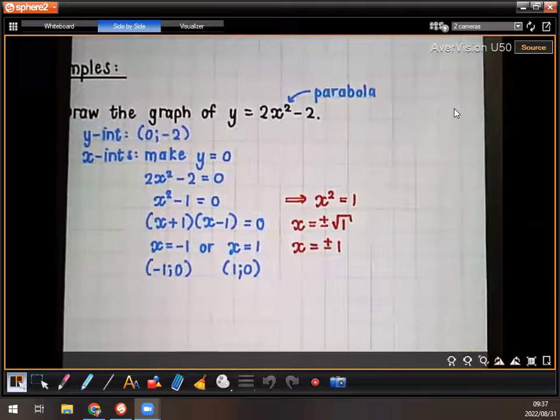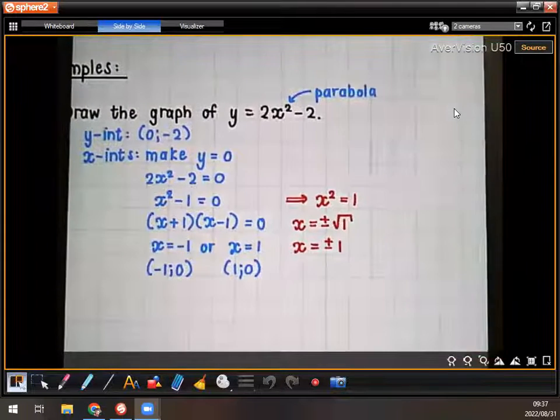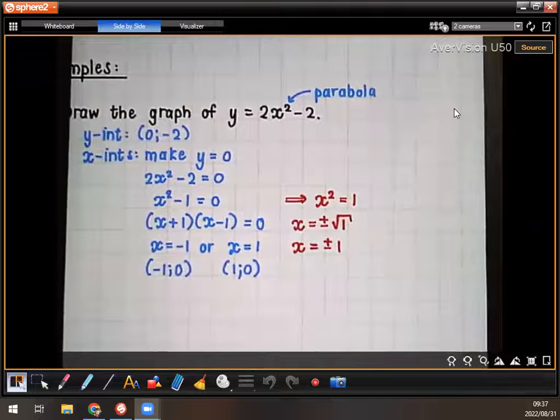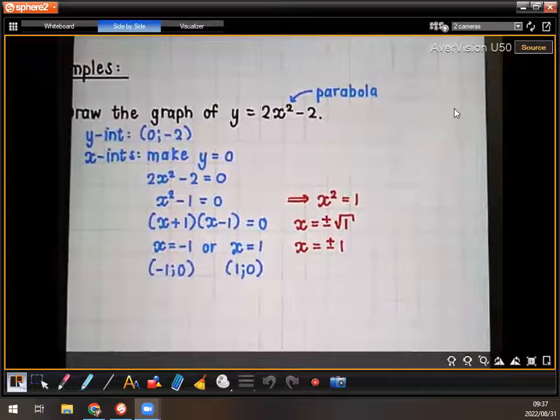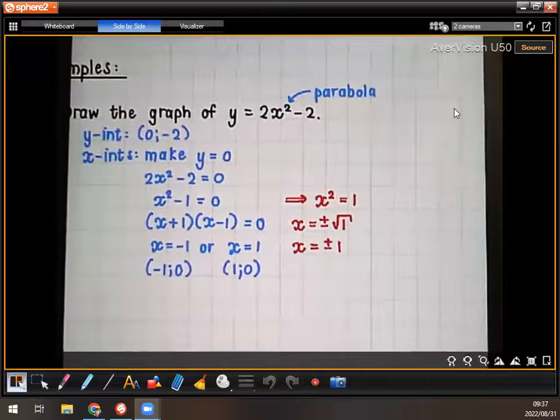So you can decide, do you want to factorize or do you want to take the 1 over? But guys, please, you have to remember that plus or minus. Otherwise, you're going to have one y-intercept and one x-intercept, and then what happens on the other side? You have to put both of them.